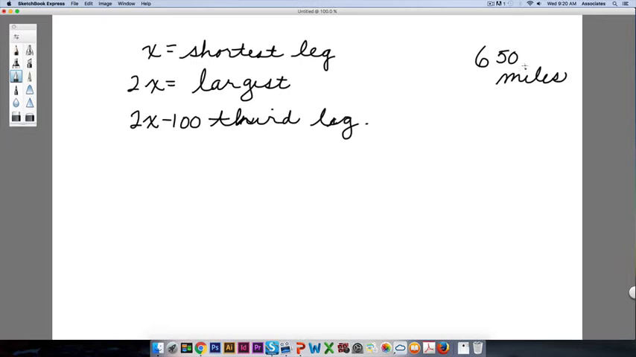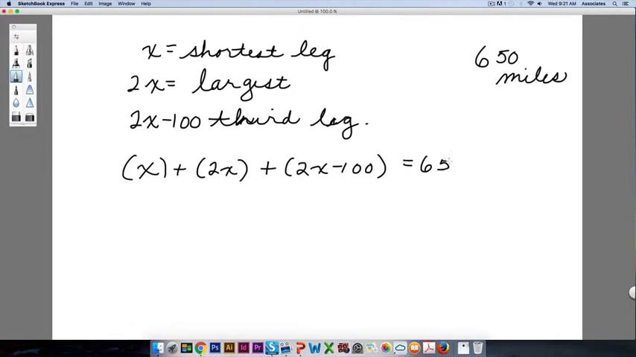Will you set up an equation that would represent this information? Pause the video until everyone's had a chance to come up with an equation. Welcome back. Let's see what my equation is going to look like. The first leg was x. The second leg was 2x. The third leg was 2x minus 100. And it totaled to 650 miles. Check to make sure you got it right.